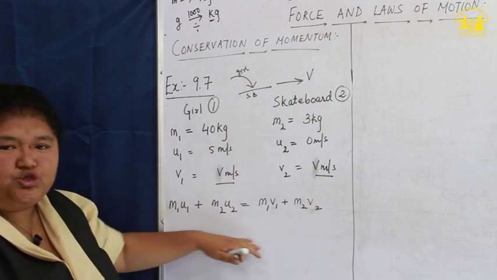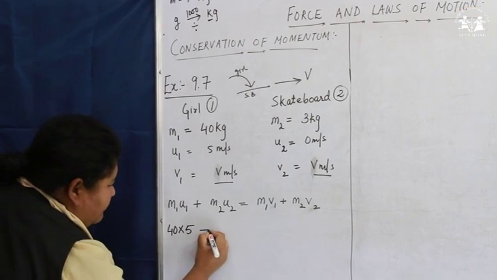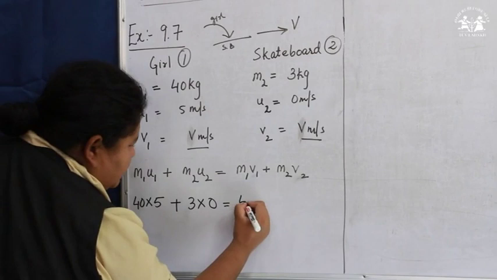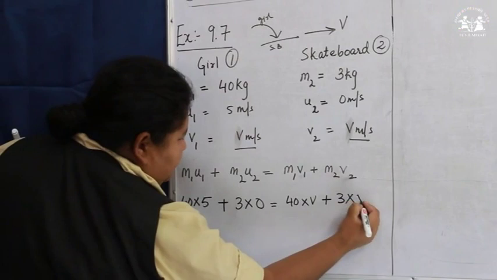So m1 is 40, into u1 which is 5, right? Plus m2 which is 3, into u2 which is 0, is equal to m1, 40, into v, plus m2, 3, into v. We want to find v. Okay, now let us solve it.